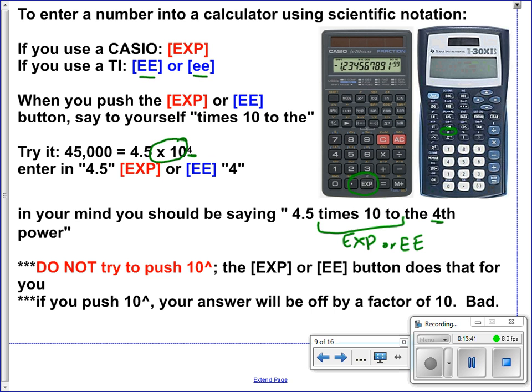Now, do not do the following. Do not try to push the 10 caret button. I know that some of the Texas Instruments especially have that option. Don't do it. That will put your answer off by a factor of 10. So instead of getting 45,000, you might get 450,000, or you might get 4,500. You do not want to be off by a factor of 10. That's bad.